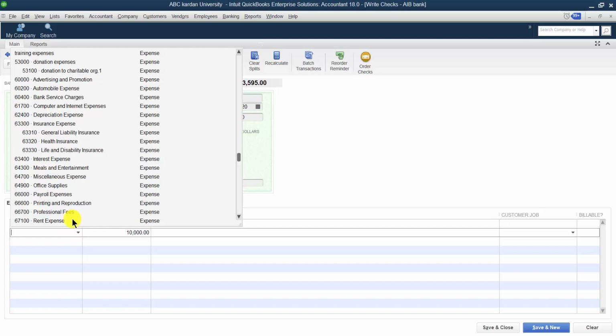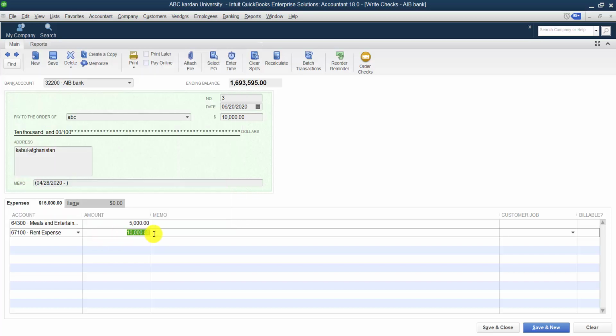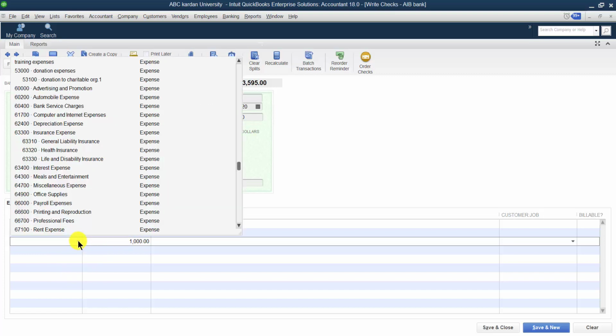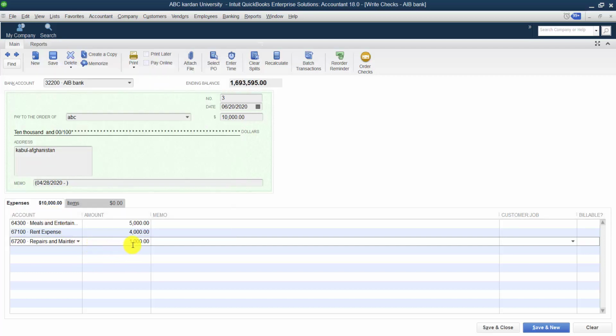Let us select some other expenses as well. For example, we can say printing, leave this one. Let us say, for example, rent expenses, right? Let us say 4,000 belongs to rent expenses. If this check is issued for several expenses, you can mention several expenses. Otherwise, you can mention only one type of expenses, right? For example, let us say this is for repair and maintenance as well.